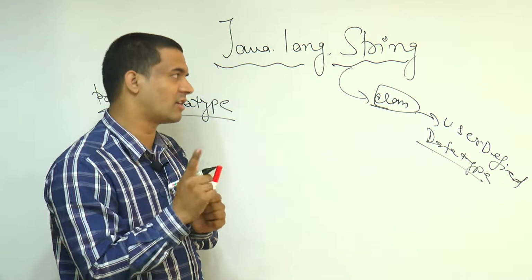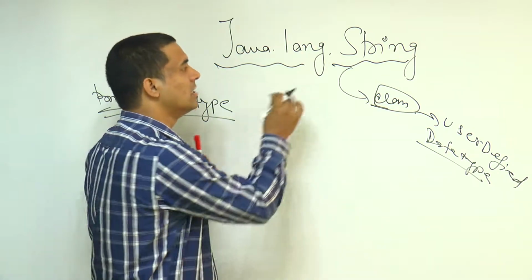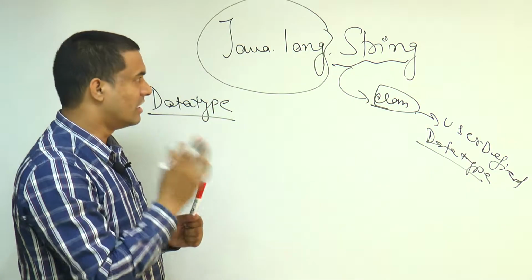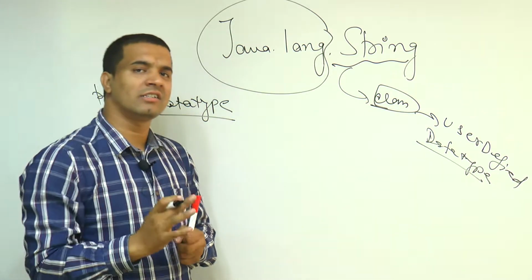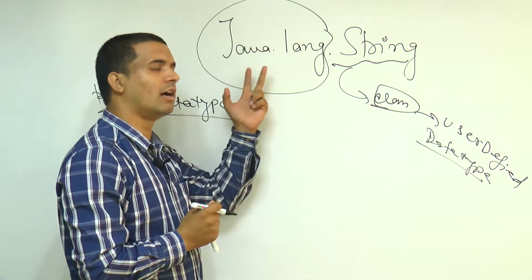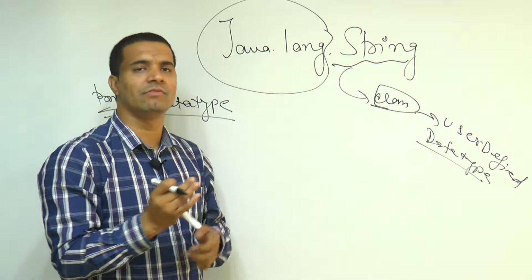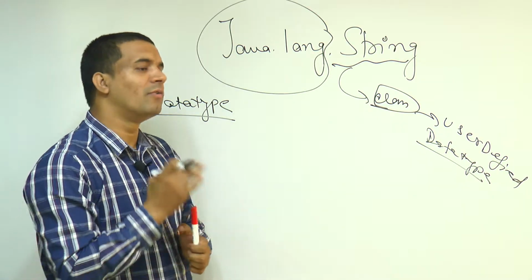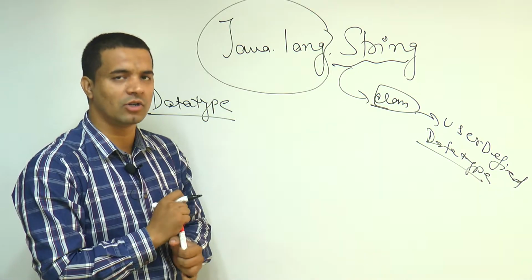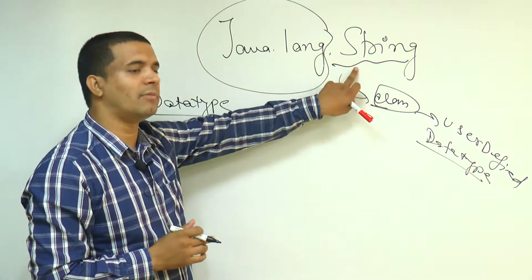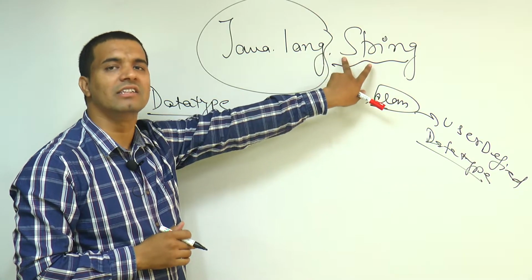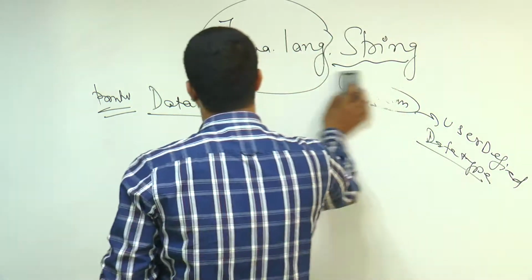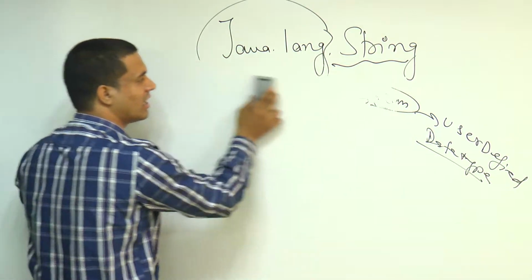String is a special class, number one, which is available inside the lang package. In the last classes I explained what classes are available inside the lang package. We have already discussed the object class, and apart from that we have seen garbage collection and other concepts. Now we are going to discuss what exactly is there inside the string class.